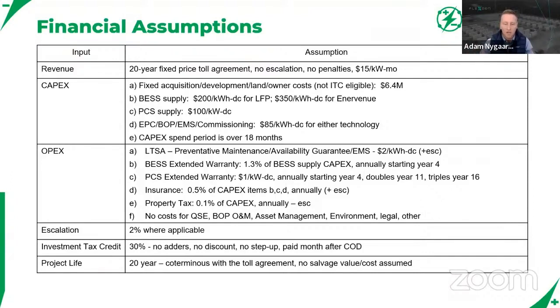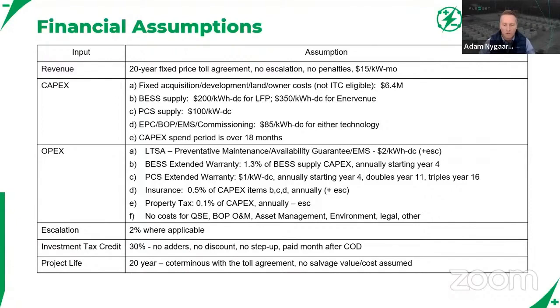Maybe that's obvious, but if you have a larger number of batteries installed, in kilowatt hours, then those LTSA costs are going to go up. BESS extended warranty, similarly, is very directly attributable to just the battery portion that's being installed. And then other expense assumptions are inverter extended warranty, insurance, and property tax.